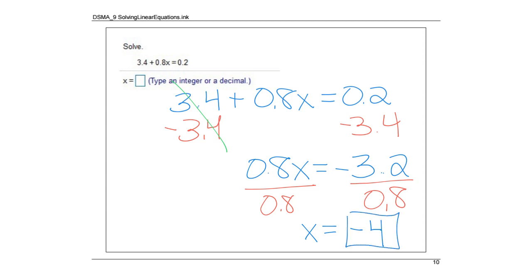Okay, so with this one, you are going to move the 3.4 over to the other side, subtract it from both sides, watch your signs, use your calculator. Then we're going to divide by 0.8 because remember that's 0.8 times x. So divide both sides by 0.8. Again, watch your signs. You should get negative 4.